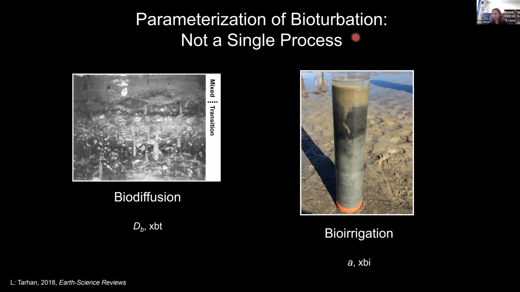However, as of course all of you are very much aware, bioturbation is not a single process. It's an umbrella that encompasses a wide range of behaviors through which animals interact with sediments. Some of these behaviors we can loosely group together under the term biodiffusion, or the randomized movement of sedimentary particles, so essentially sediment mixing and mixed layer development.